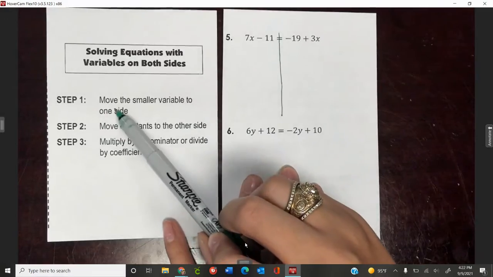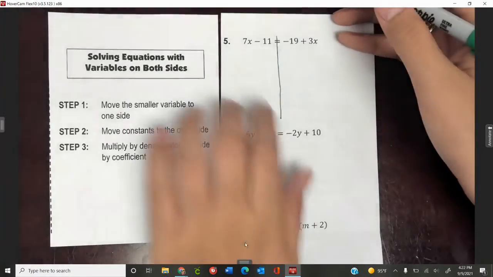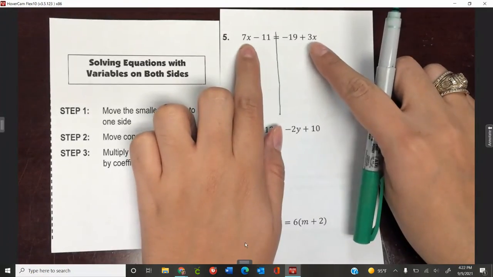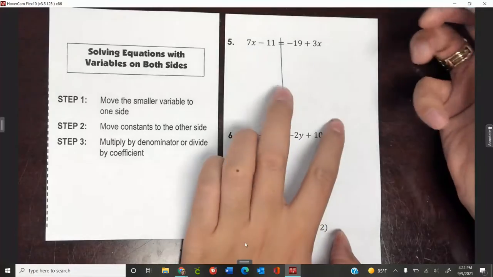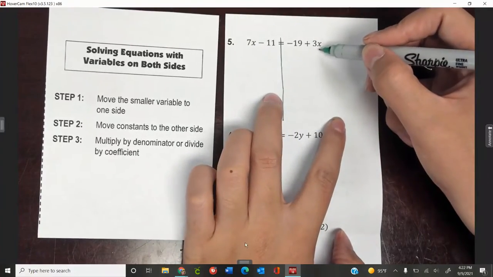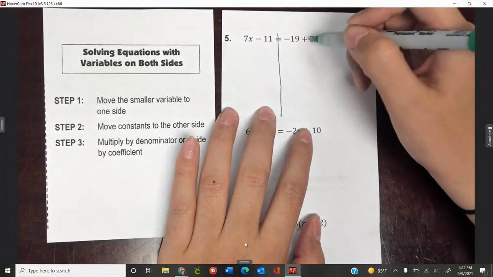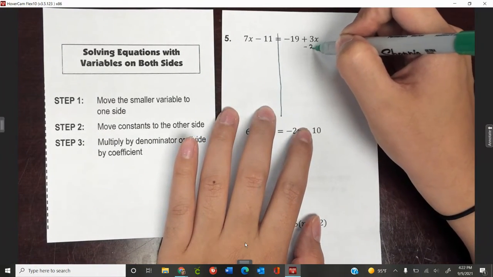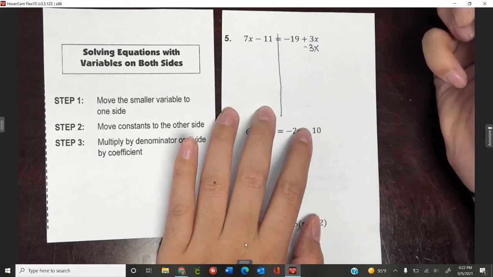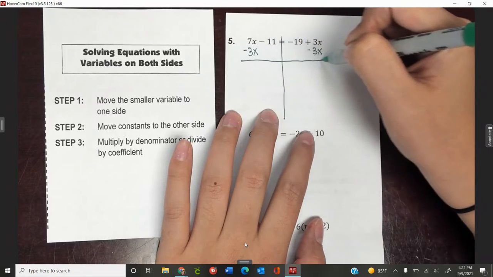So for step 1, it tells us we want to move the smaller variable to one side. So we look here, and we have 7x and 3x. Well, 3 is smaller than 7, so I want to move 3x over to the left side. Right now, 3x is being added. So to move it over to the other side, I want to undo addition, so that means I'm going to subtract 3x from both sides.